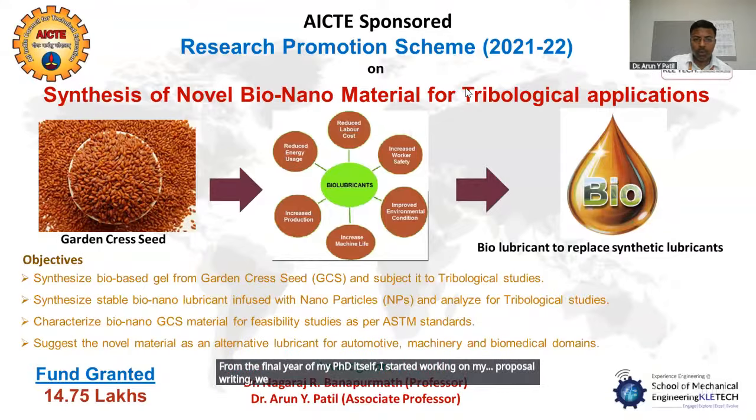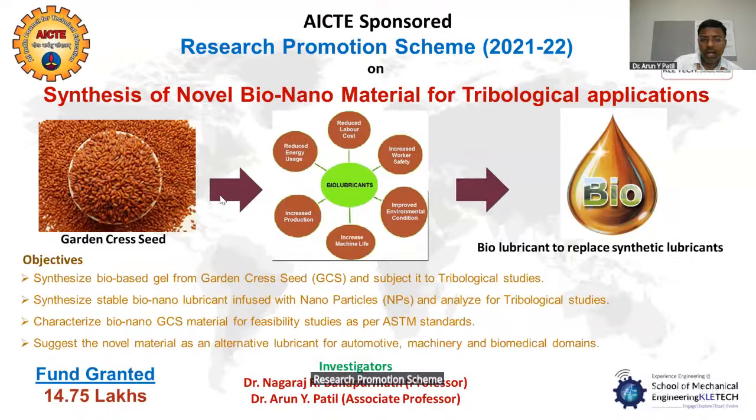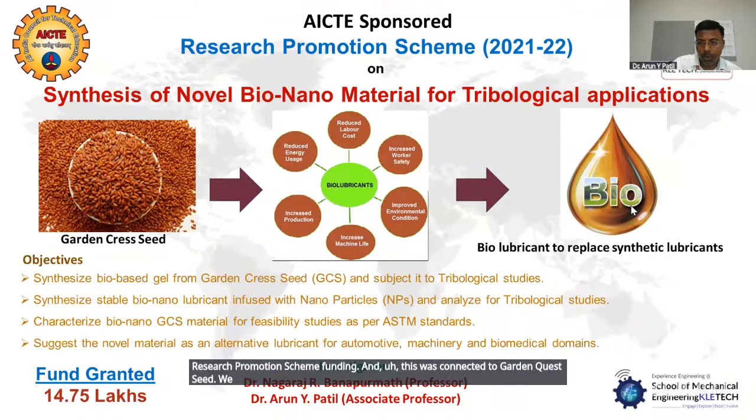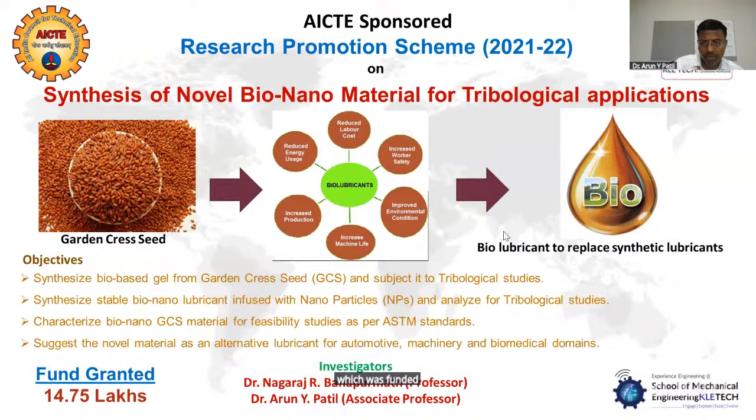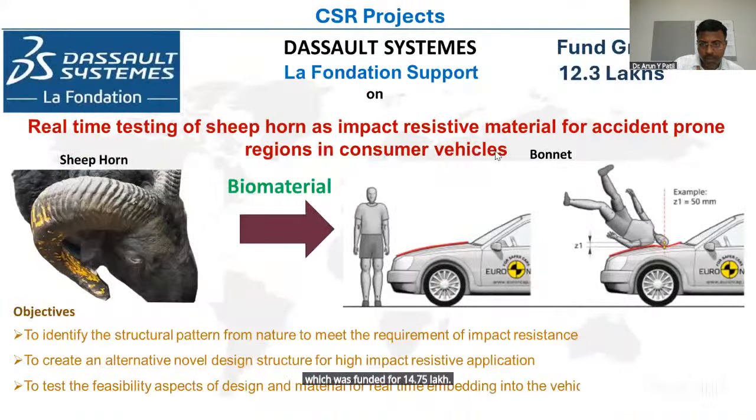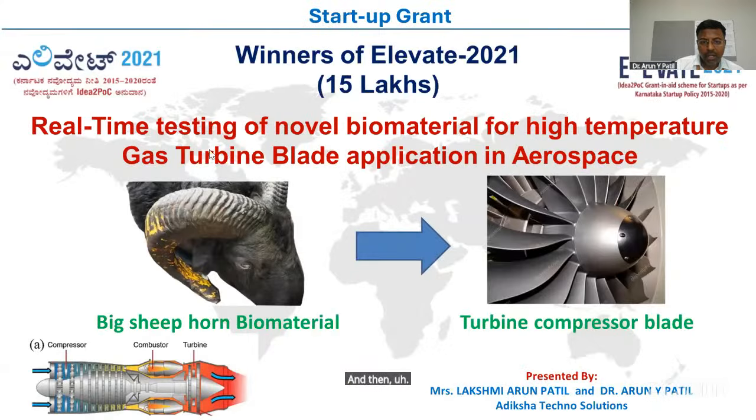We got a good number of fundings from AICTE also. AICTE gave research promotion scheme funding. And this was connected to Garden Cress seed. We converted that to a biolubricant, which was funded for 14.75 lakh. This Dassault Systèmes I showed you just now. And then a startup grant.